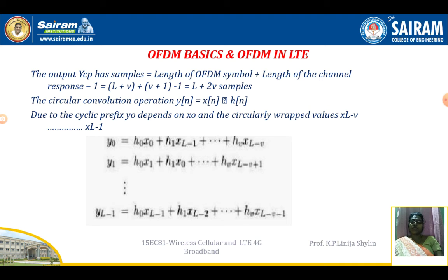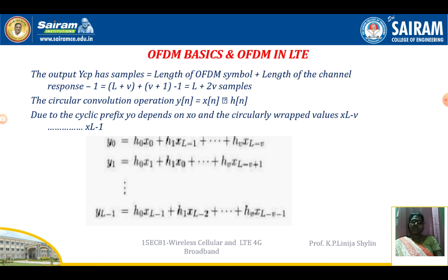Now the output of the cyclic prefix, that is Y CP, has how many samples? What formula can we use? It is the length of the OFDM symbol plus the length of the channel response minus 1. The length of the OFDM symbol is capital L plus v. The length of the channel response is v plus 1, and minus 1. So we will get L plus 2v samples.